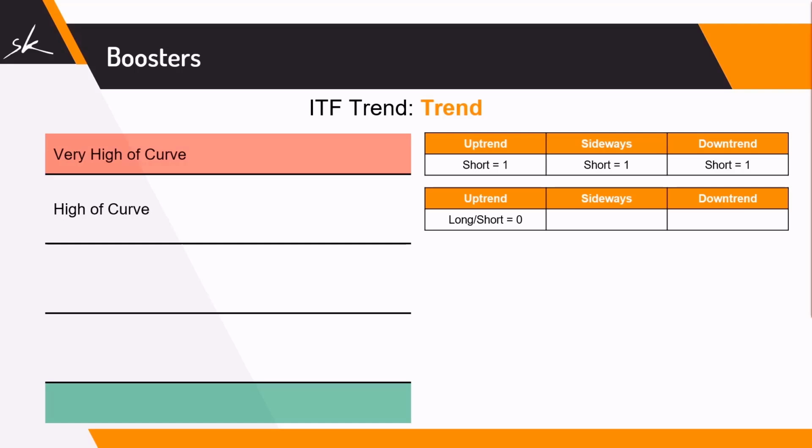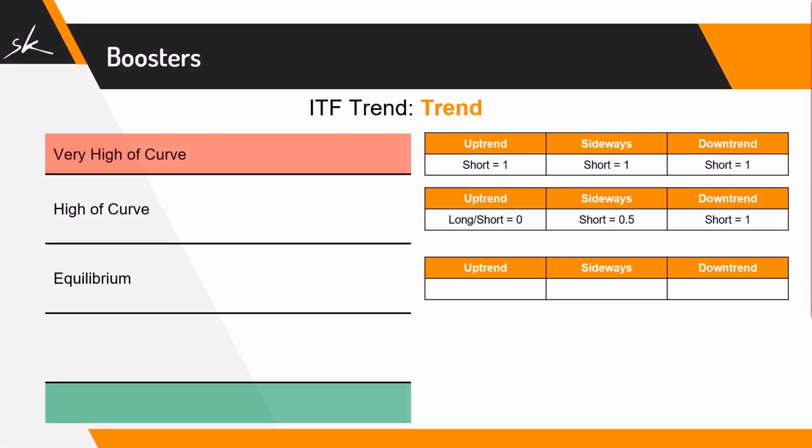In sideways trend, since we are close to expensive price and the trend is not against us, we can plan a short trade with a booster score of 0.5. In a downtrend, both the location and the trend will support us. Therefore, a short opportunity will get a booster score of 1.